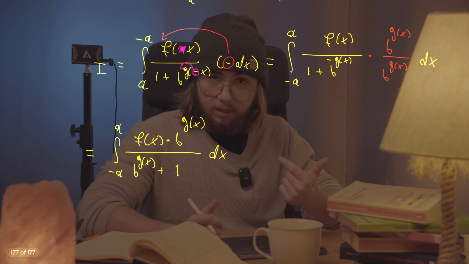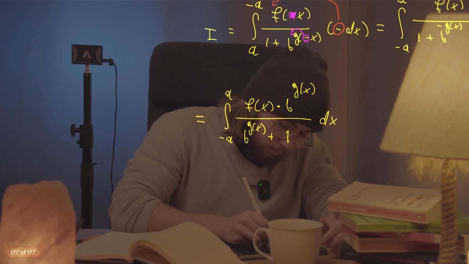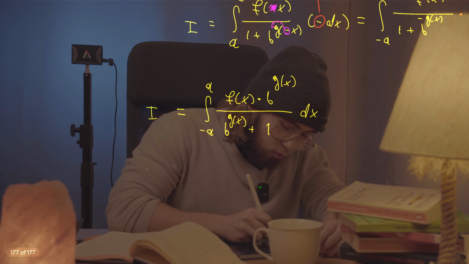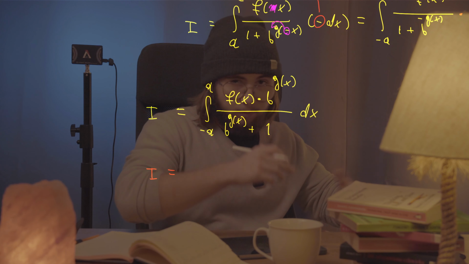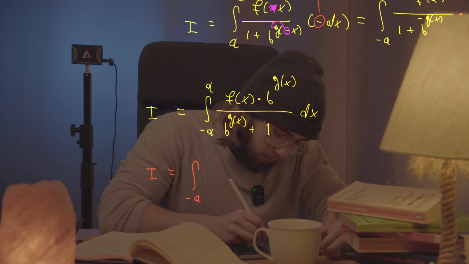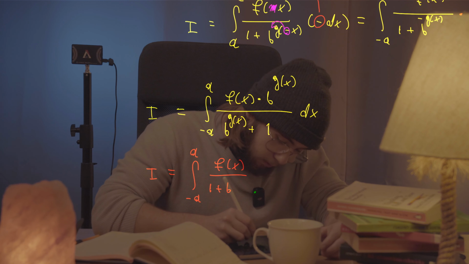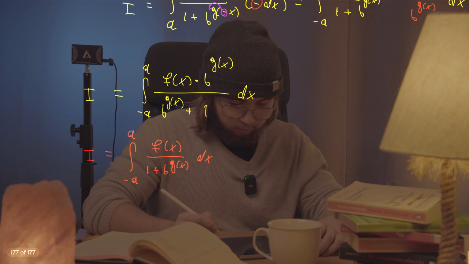And now what I would like to do is make another trick. I would like to add this integral, which is equal to I, to the original version of I that I had before all of those manipulations I did to this poor integral. So I would like to add it to the integral from negative a up to a of f of x divided by 1 plus b to the power of g of x dx, which is exactly what we started with before all those substitutions.